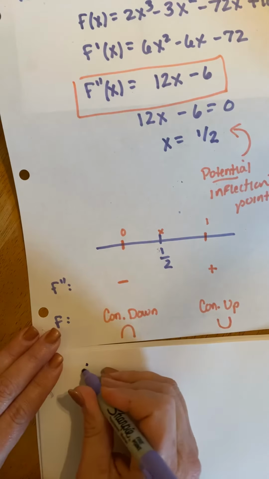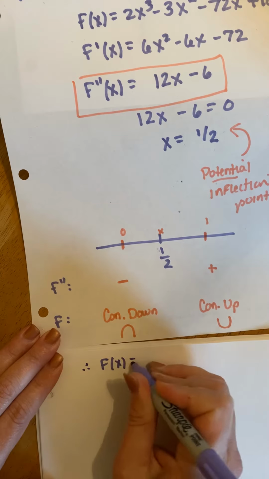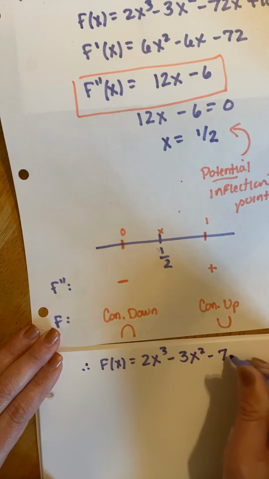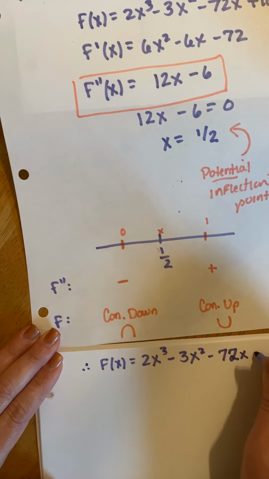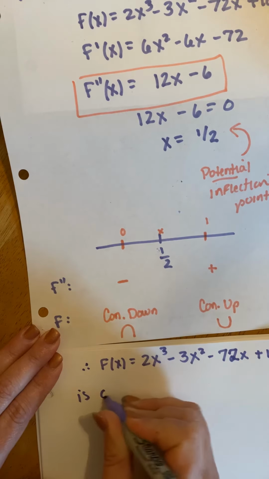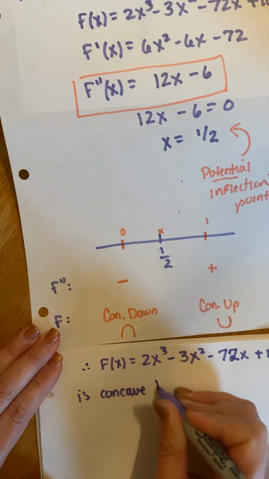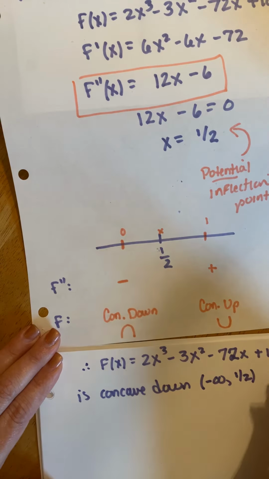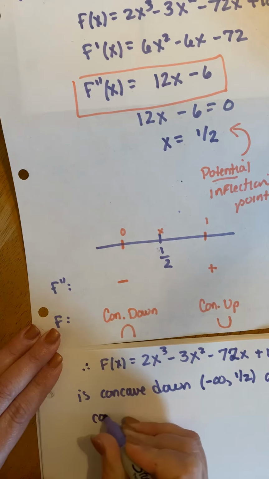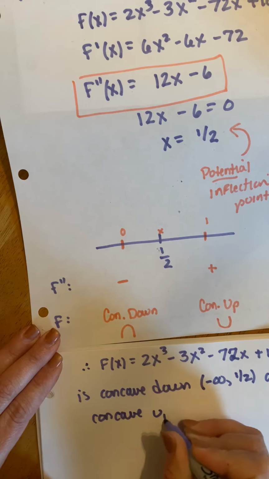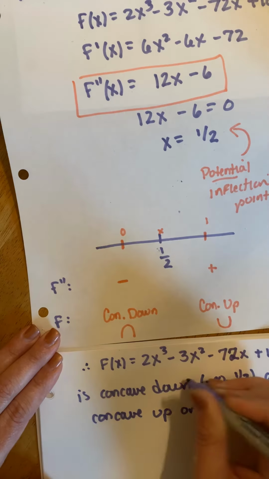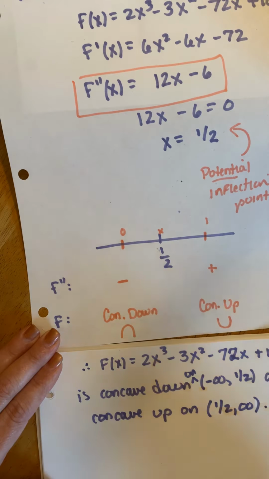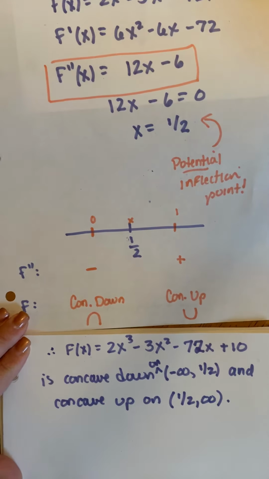So therefore, f of x, the original function, 2x cubed minus 3x squared minus 72x plus 10, is concave down to the left of 1/2, and it's concave up to the right of 1/2, in the interval from 1/2 to infinity.